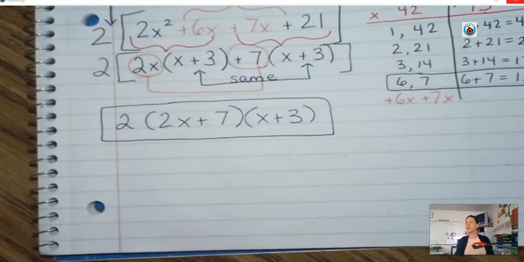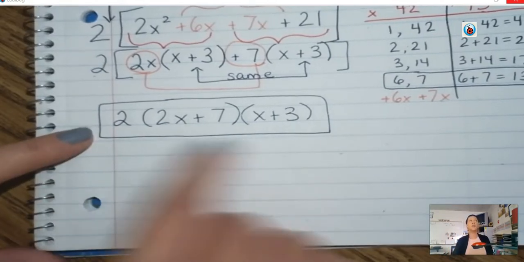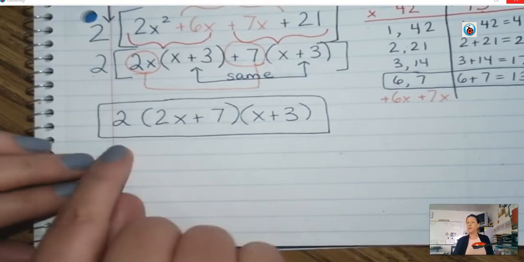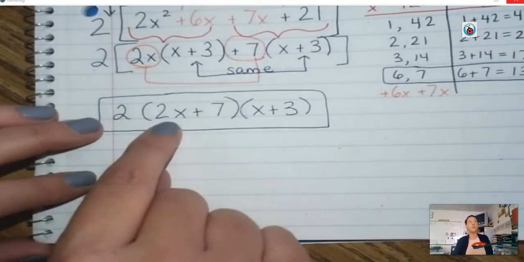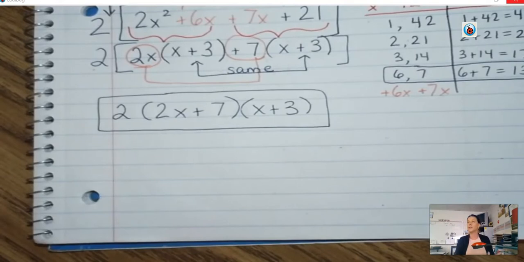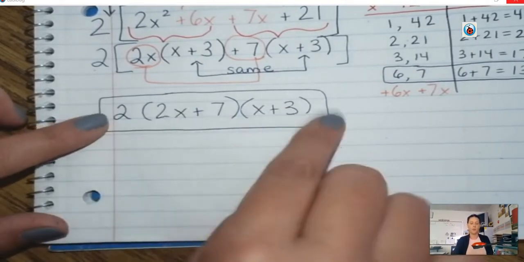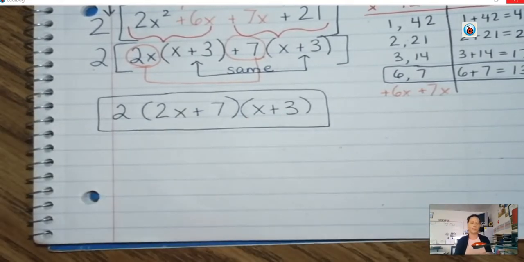Multiplication is commutative. That means it doesn't matter what order. Like 5 times 3 is the same as 3 times 5, right? You can reverse multiplication, you still get the same answer. So if you put this in a different order, that is okay. You don't have to have it in this order. If you want to put the x plus 3 first, that's the same answer because you're multiplying everything. Multiplication, the order does not matter.